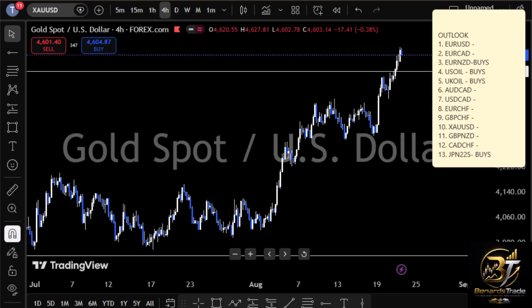This is what I'm looking at this week. I'm more interested in US oil, UKOIL, JPN225 for the buys. Also Euro, AUD, GBPAUD, Euro New Zealand, and that will be it. That's what I'm looking for this week.